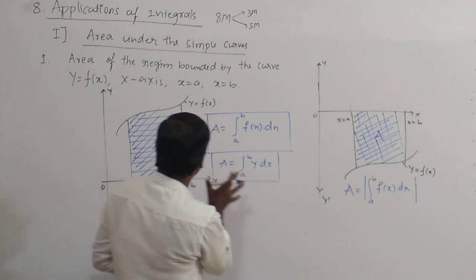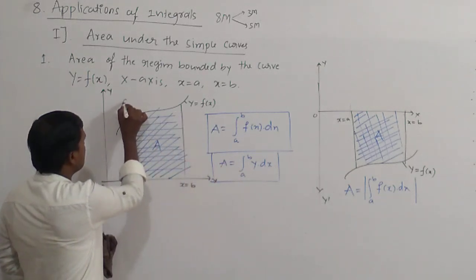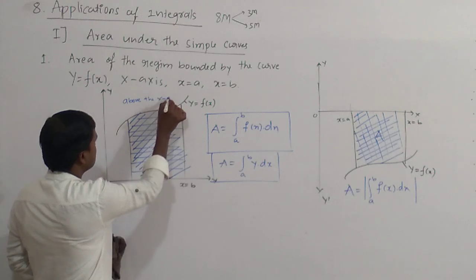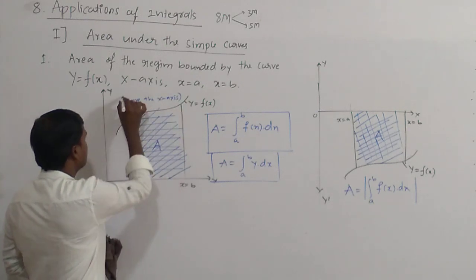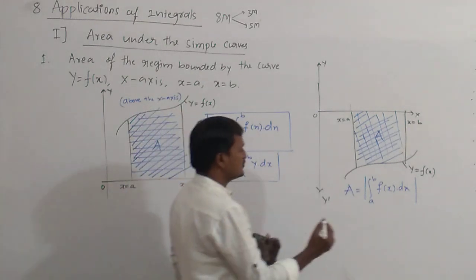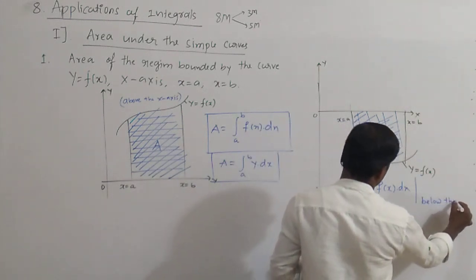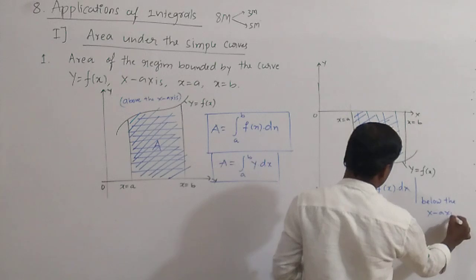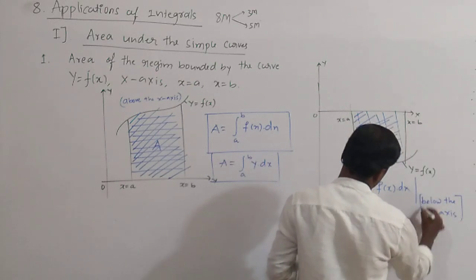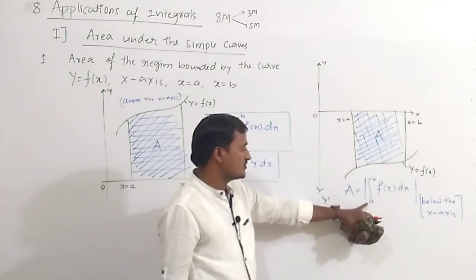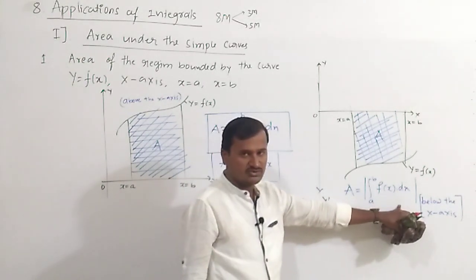So clearly this area lies above the x axis. This is the first case. And this is below the x axis. If it is below the x axis, then you have to take the mod of integration of a to b f of x dx.